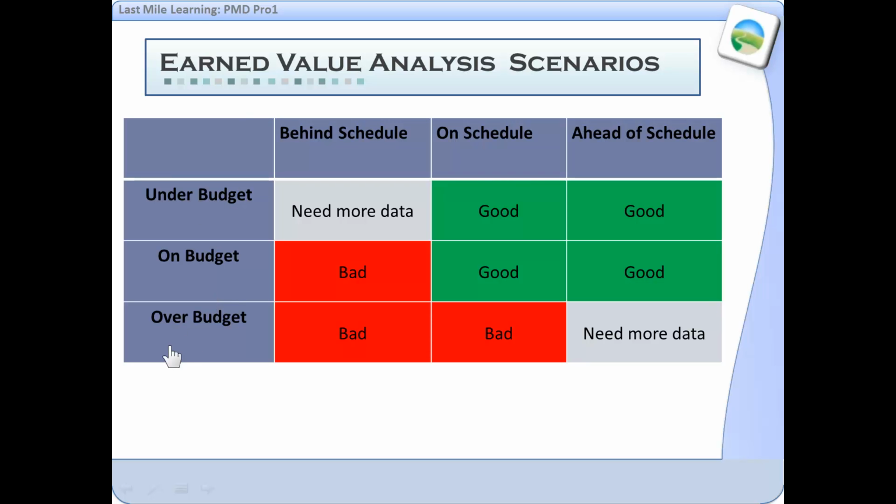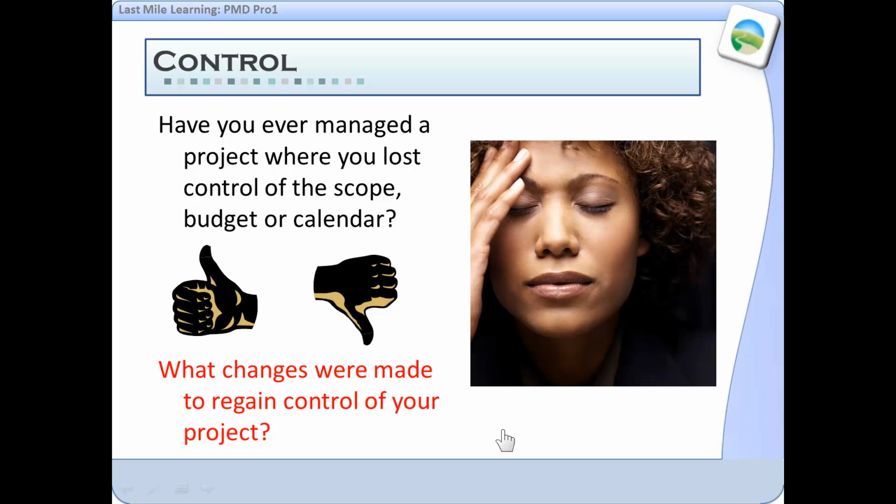You'll see that in the example we just had, this project was over budget and on schedule. That could be a bad thing, but we didn't really know whether it was on schedule or ahead of schedule. We need more data, because if it is behind schedule and over budget, that's bad. If it's over budget and on schedule, that's bad, but it's possible it could be over budget and ahead of schedule. And you'll see some of the other scenarios listed there as well.